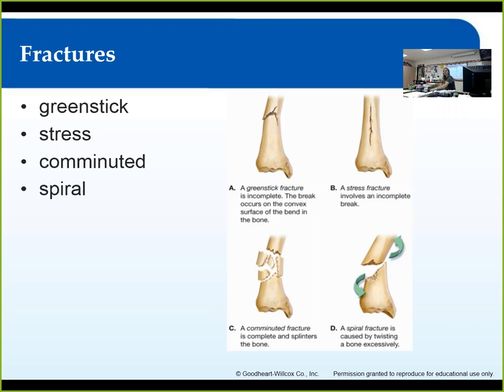A couple more I wanted to add that weren't on here, or one more, is an avulsion fracture. This is where you injure a tendon or ligament and it pulls away a piece of bone from a joint. So maybe the corner of a bone or the edge of a bone that it pulls away with it. Avulsion, A-V-U-L-S-I-O-N. So it takes a piece of bone with it. A ligament or tendon, yeah.